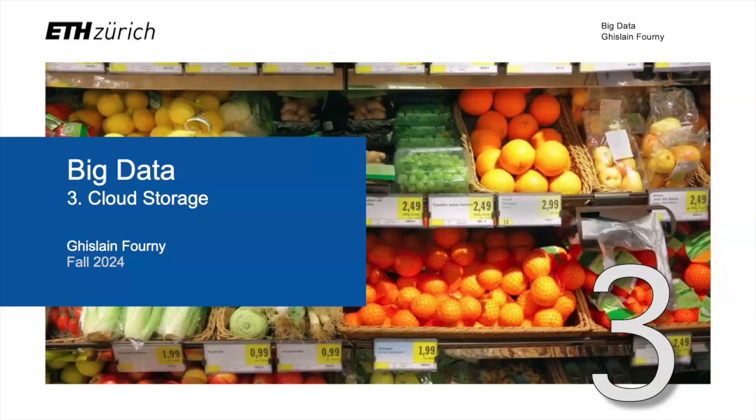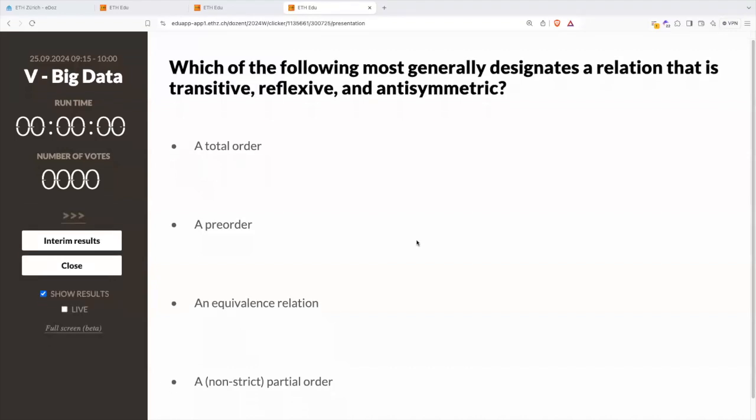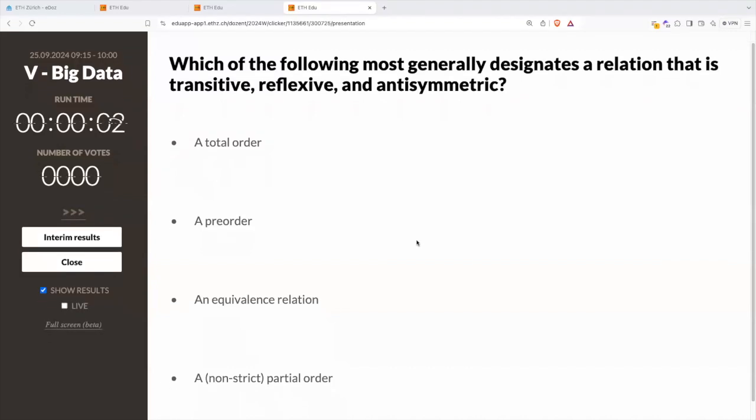now ask you a question. So we have mathematicians in here. We have other people who might have taken a discrete mathematics lecture in their computer science bachelor. So this is my question. Which of the following most generally designates a relation that is reflexive, transitive, and anti-symmetric? Is it a total order, a pre-order, an equivalence relation, or a non-strict partial order?